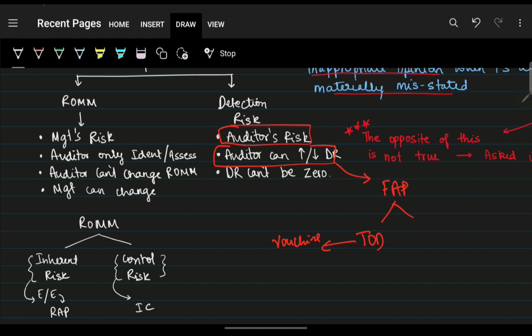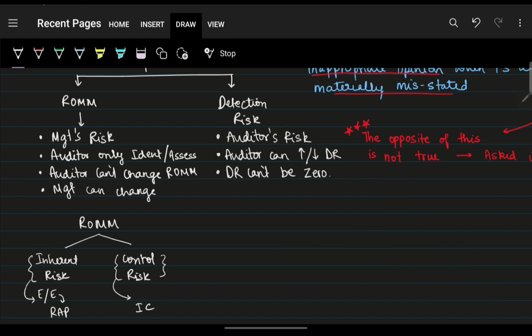So it is like vouching. And next, he can use substantive analytical procedures, right? How does he do these two? He'll do it through checking the assertions, right? Assertions. So this is simple, right?